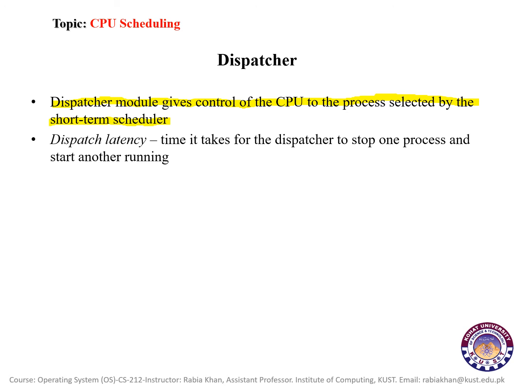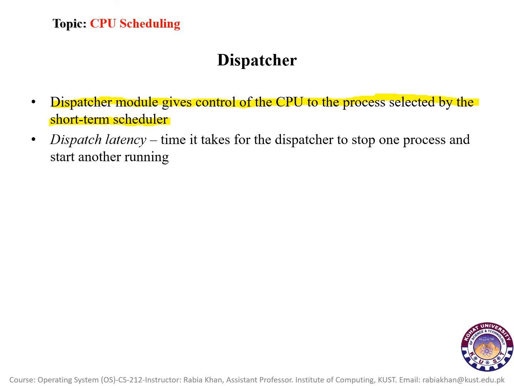It gives control of the processor to the process. Which process? That particular process which has been selected by the CPU scheduler. So the process that is placed at the top of the ready queue is given control of the CPU. Now, who places that process at the top of the ready queue? This is the job of the short-term scheduler or the CPU scheduler.